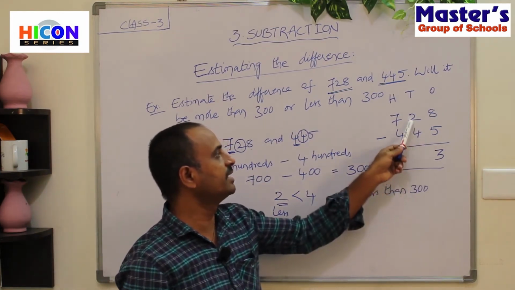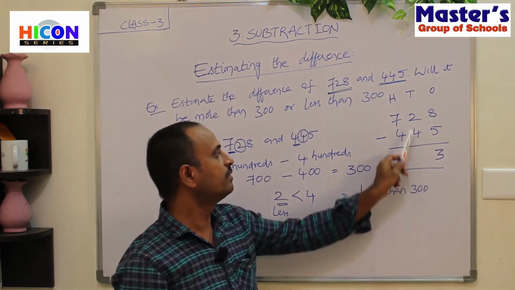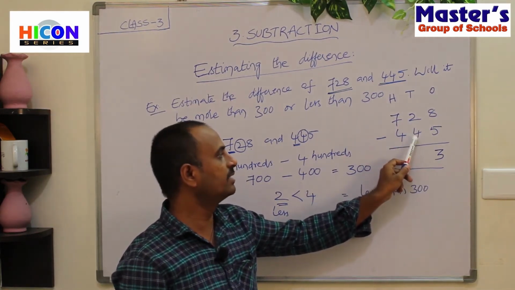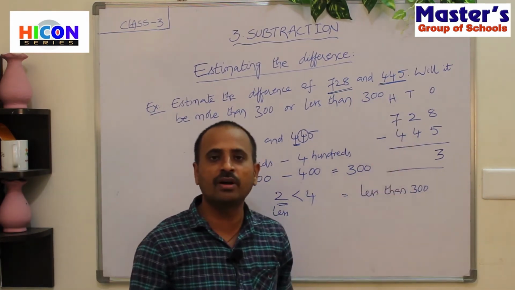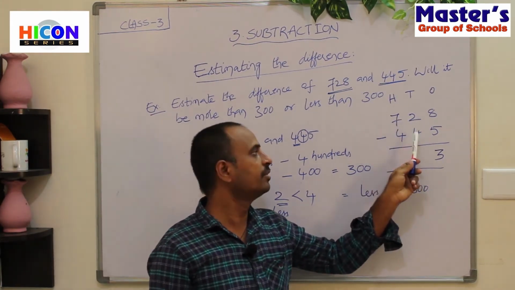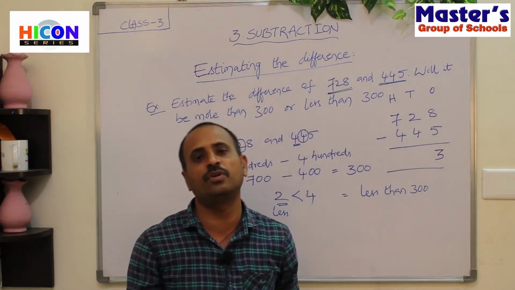What are the digits present in tens place? 2 and 4 are present in tens place. What is the first one? 2. And what is the second number? 4. We cannot subtract 4 from 2 because 2 is the smaller number, 4 is the greater number. We cannot subtract a greater number from the smaller number.